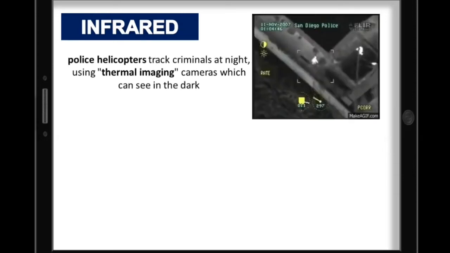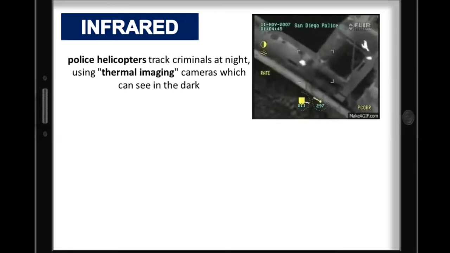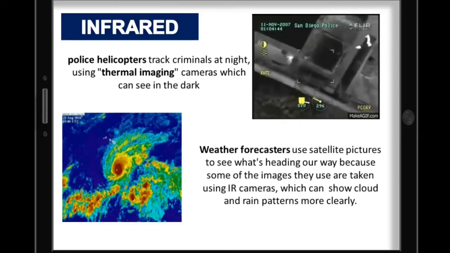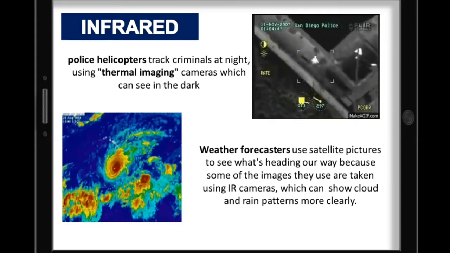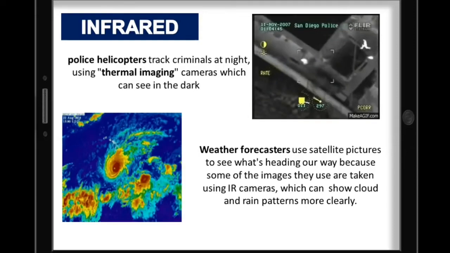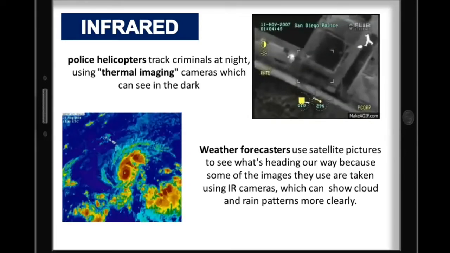You've probably seen TV programs in which police helicopters track criminals at night using thermal imaging cameras which can see in the dark. Weather forecasters use satellite pictures to see what's heading our way. Some of the images they use are taken using IR cameras because they show cloud and rain patterns more clearly.